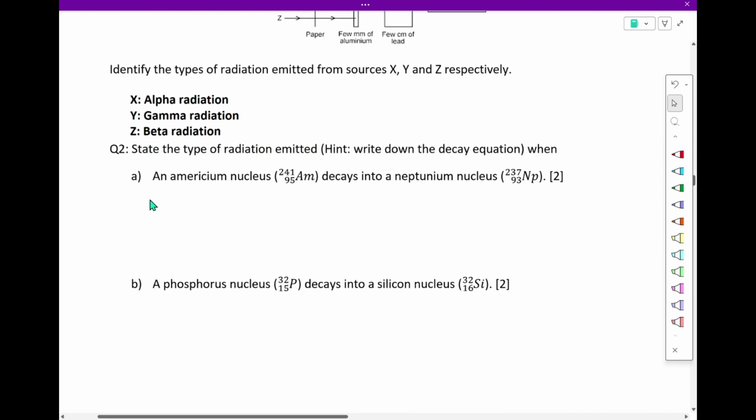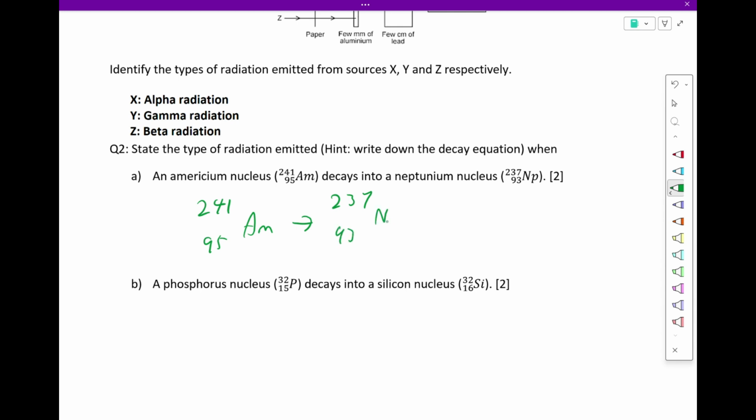And then you have an americium nucleus decaying into this. So what you want to write is 241,95 americium, an arrow, and you become 237,93 neptunium. Okay, then you ask yourself, what changed? 95 minus 93, I end up with a 2. 241 minus 237 is 4. This one will be an alpha decay. So in this case, this was an alpha decay.